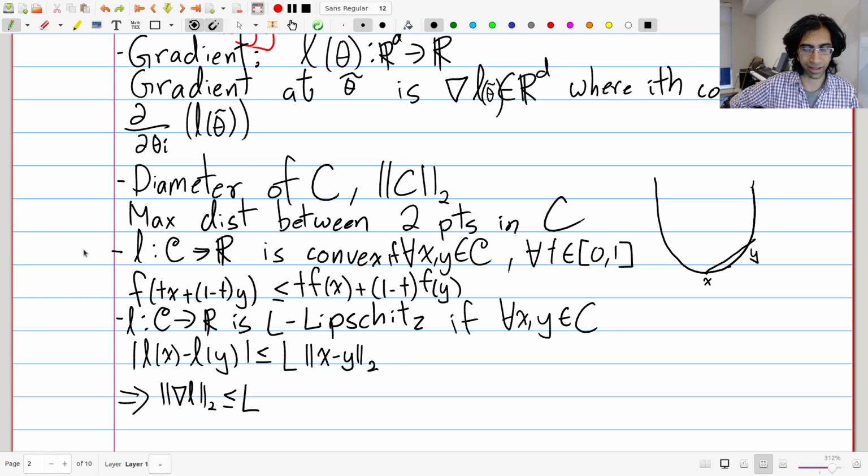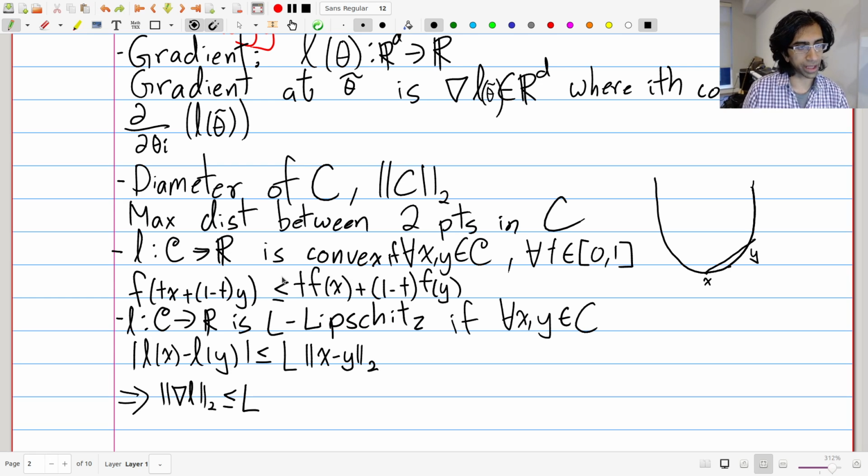There are other types of assumptions which are often made in these settings, which can sometimes give better excess empirical risk bounds than we are going to talk about today. For example, you might also assume that your loss function is additionally strongly convex, meaning that it doesn't just satisfy this inequality, it satisfies it with a strict inequality.